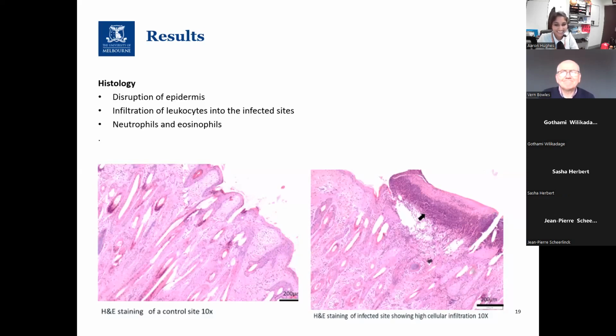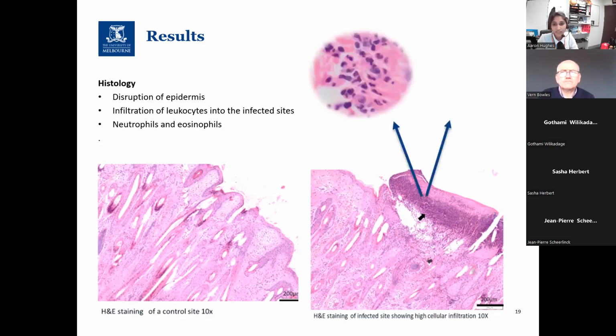So in the second picture, you can see a purple color area showing an infiltration of leukocytes into the area where the larvae were feeding, compared to the control sites. But when you have a closer look, what you can see is accumulation of neutrophils, and also we can see some eosinophils as well.